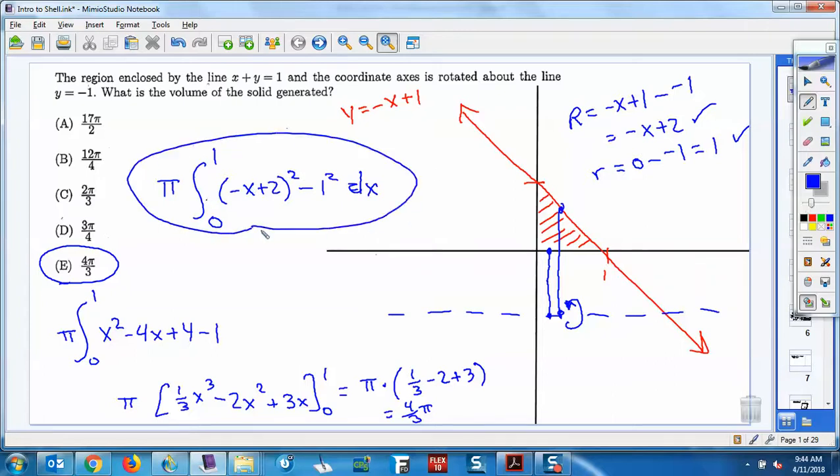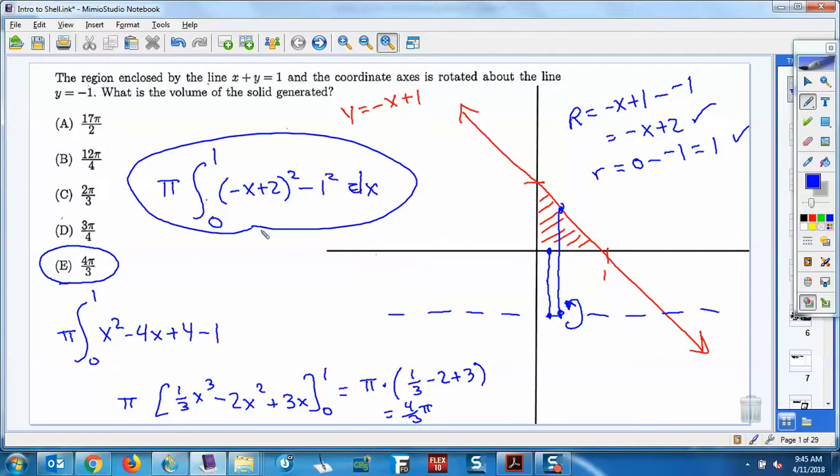Now, like I said, it was a no calculator problem on the AP test I took this from, so you would have to FOIL this out, which would be x squared, inner would be -2x, -2x would be -4x, 2 squared is 4, and then -1, which would make 3. So the antiderivative of that would be 1/3 x cubed, then 2x squared, then 3x. Put a 1 in there, 1/3, take away 2 plus 3. Put a 0 in. Of course, it's all 0. So -2 plus 3 is 1. 1 and 1/3 is 4/3 times pi. So you get E.